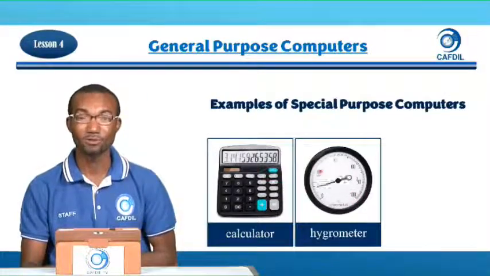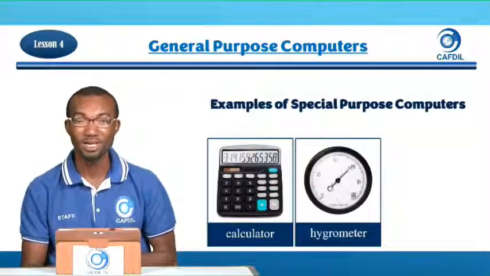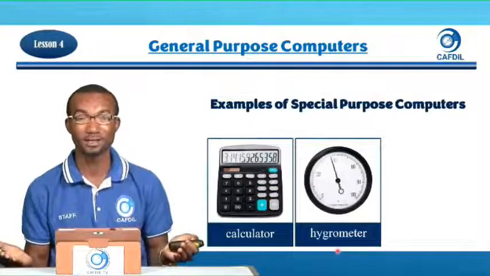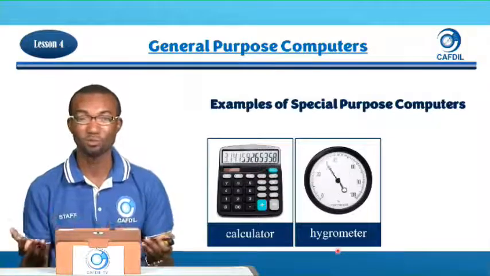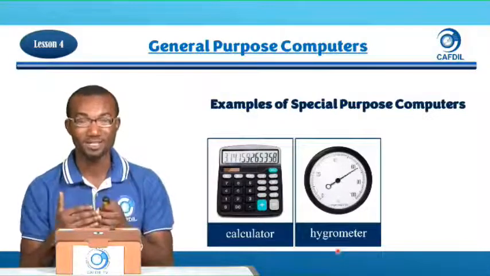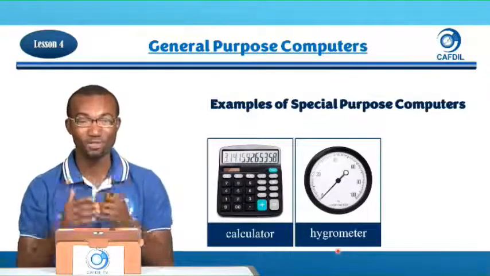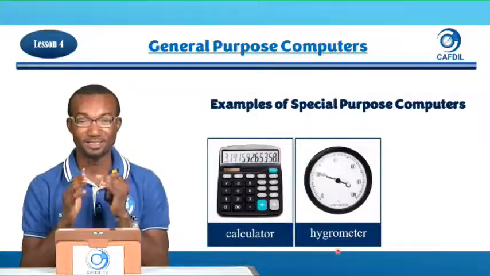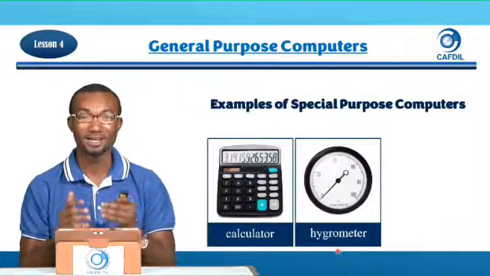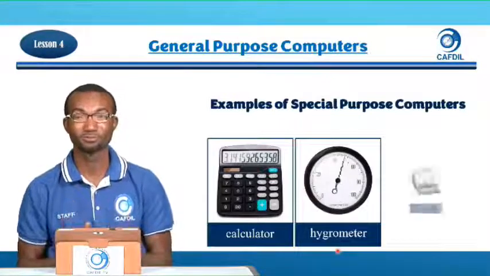So if a hygrometer is not used to measure the water vapor in the air, it cannot be used as a barometer. It cannot be used as a thermometer. Its sole work is to measure the amount of water vapor we have in the air. And that makes the hygrometer a special purpose computer.